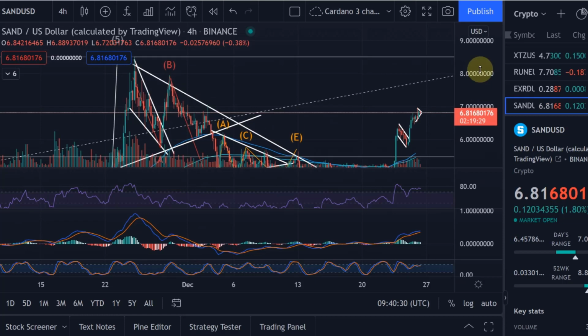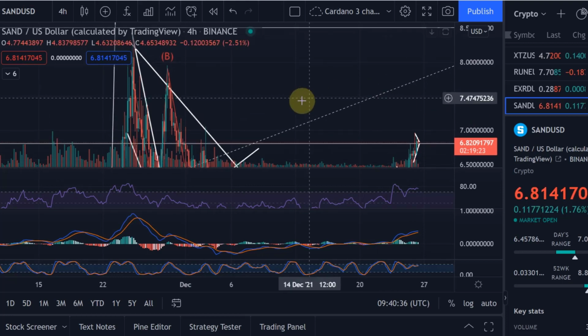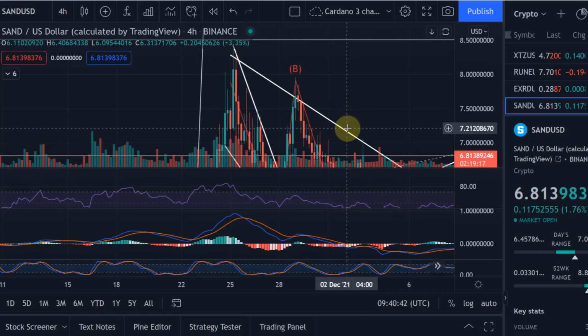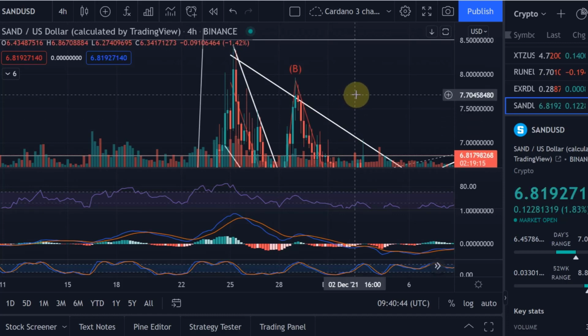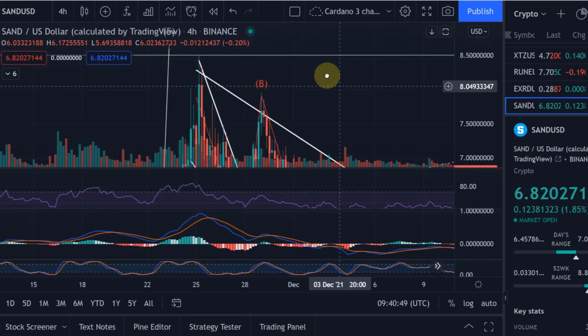Next key resistance, if we move above this level, I would personally expect here, just to zoom in, certainly here at 770. There's a bit of a resistance here before at around 720, but then 770 definitely, and then of course here the 850 level.